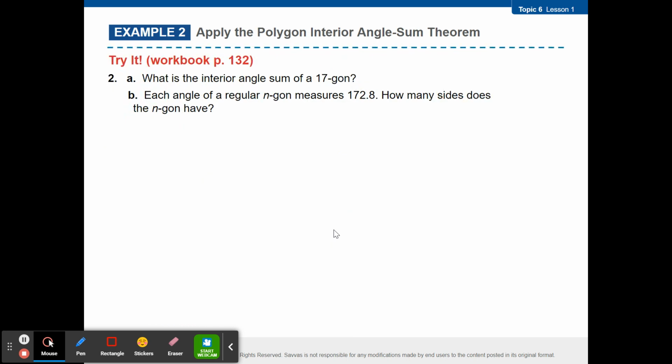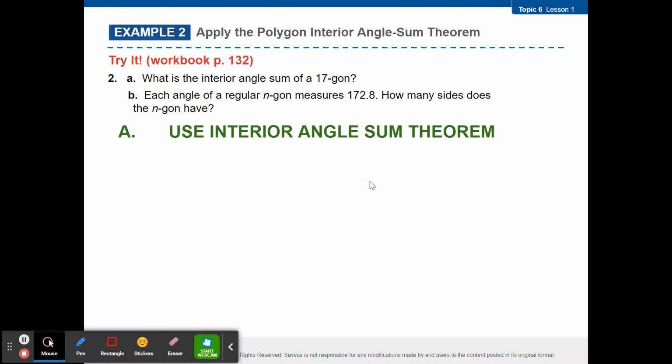What is the interior angle sum of a 17-gon? So for part A, we need to use the interior angle sum theorem. Okay? And it's going to look like that. We're going to have 180 times 17 minus 2, which is 180 times 15, which gives us 2,700 degrees. Again, letter A did not state that these are regular, so there's nothing to divide by.